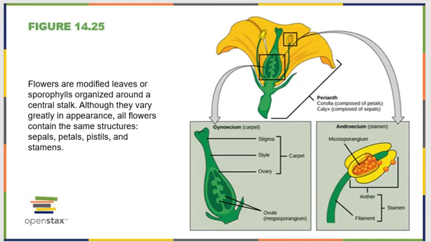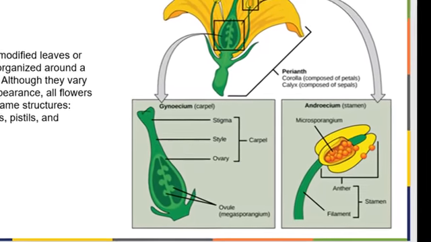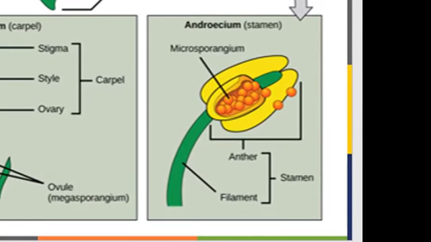On the left-hand side, they focus on the female parts. The carpel, you have that large kind of vase-like shape. The top of the vase, or the opening to the carpel, is the stigma. There's the long stalk-like style, and then finally the ovary that protects the ovules where those little megasporangia are undergoing meiosis in order to create egg cells.